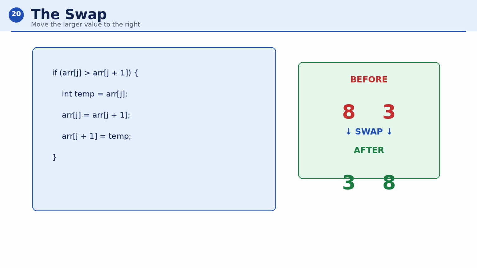If yes, they are in the wrong order. Suppose we have 5 and 2. We want 2 and 5. But we cannot simply write array of j equal to array of j plus 1 because then we would lose the original value 5. So we temporarily store the first value.